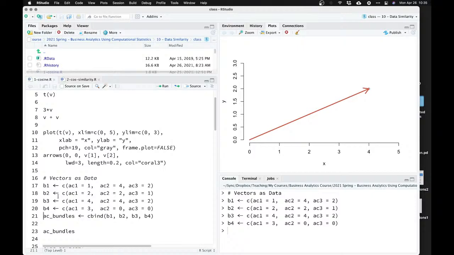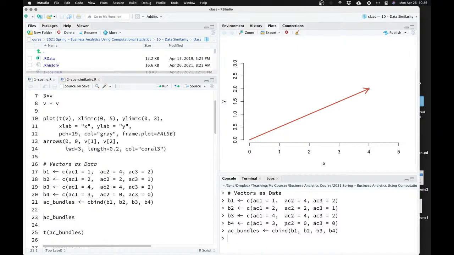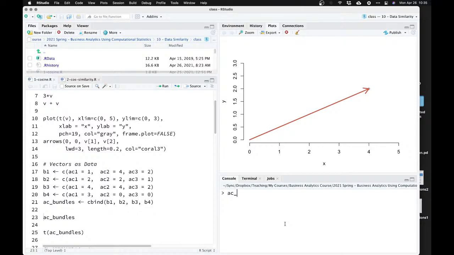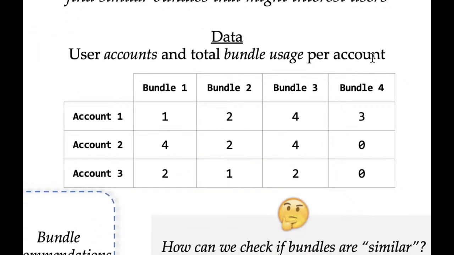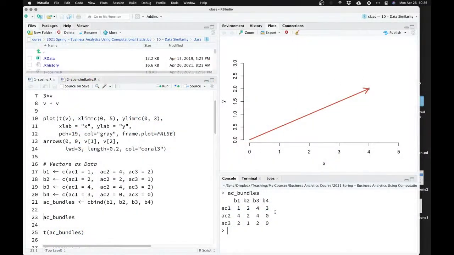All right. And then I'm going to column bind these bundles. I'm going to join them by column. All right. And AC bundles now looks like this. Hey, does that look familiar? That should look exactly like this little matrix that I had up here. All right. So I've basically recreated this, and I've created this little set with these bundles and these accounts.